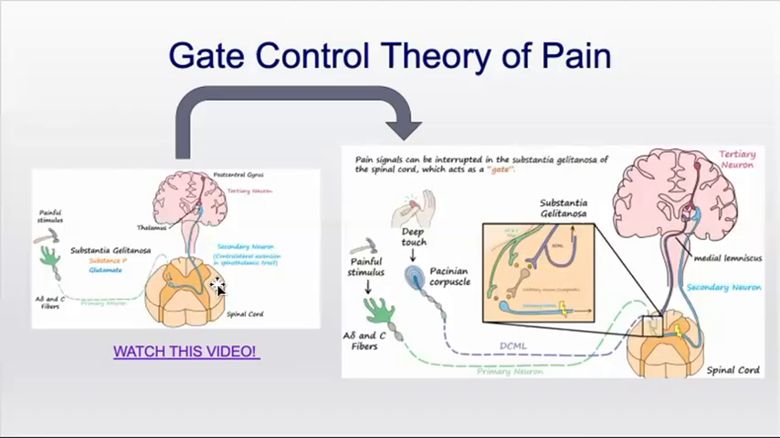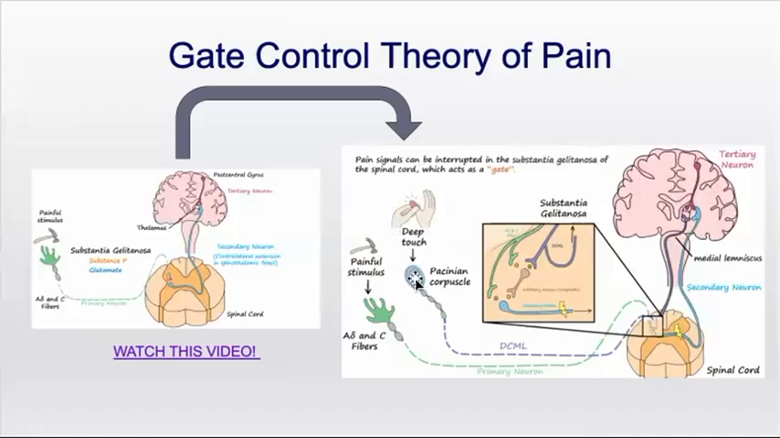Okay. Now, if you slam your thumb with a hammer and then you immediately start to rub it, which seems to be almost a reflex for us, that deep touch can actually inhibit that pain stimulus. Okay. And this is the gate control theory of pain.